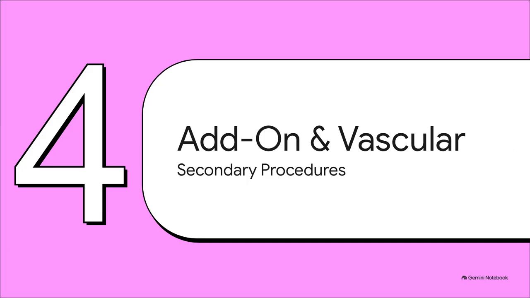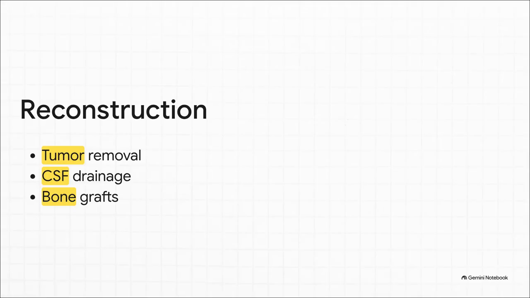Section 4. Add-on and vascular codes. Because these surgeries rarely happen in isolation, right? We have to capture the full scope of the work. These procedures are massive, multidisciplinary undertakings. You've got to actively hunt through the operative report for additional interventions.